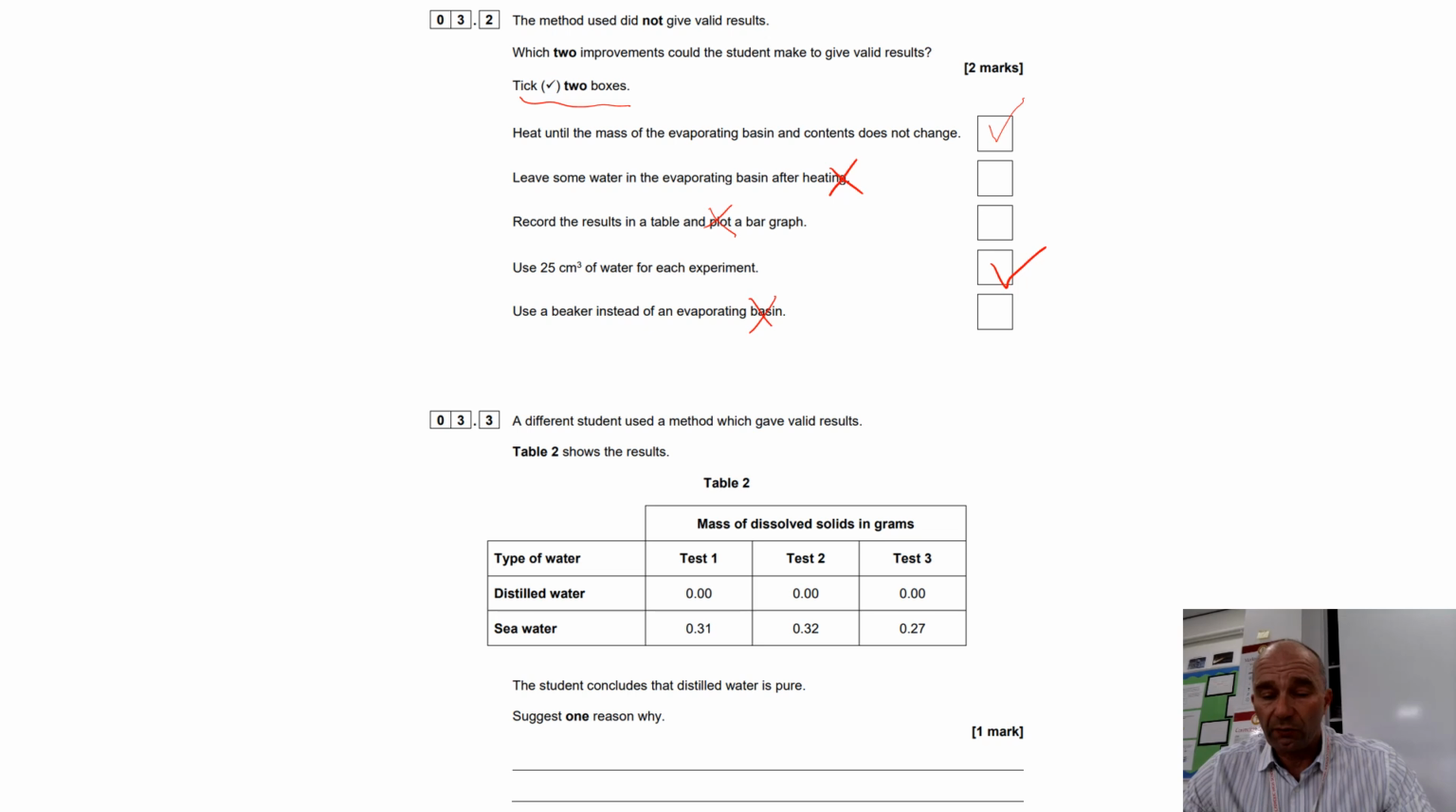3.3, a different student used a method which gave valid results. So now we've got the results. The student concludes that distilled water is pure. Suggest a reason why. Well, in test 1, 2 and 3, there was nothing dissolved in the distilled water, so there were no dissolved solids. That suggests the water was definitely pure.